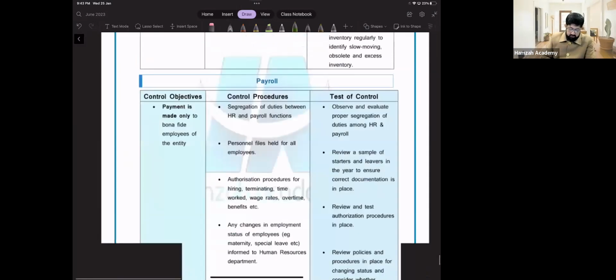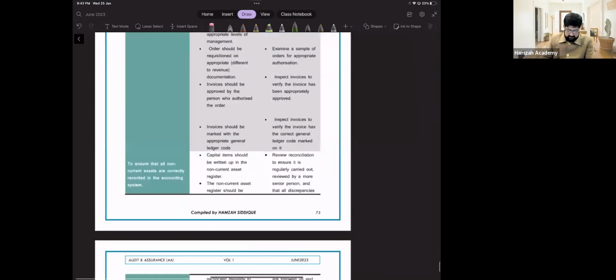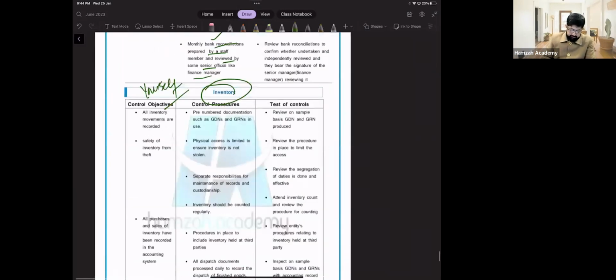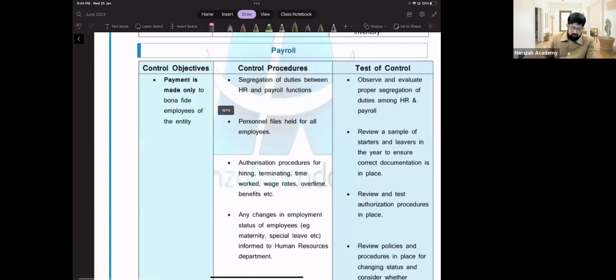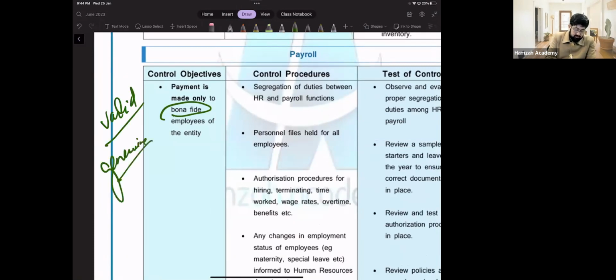Now come to the payroll. Payment is done. Salaries, wages to bona fide. Bona fide means valid, genuine, authentic, not to the ghost employee.